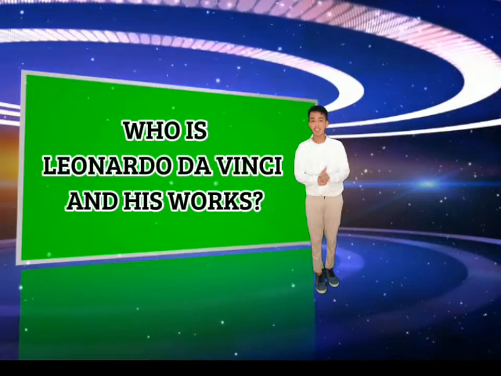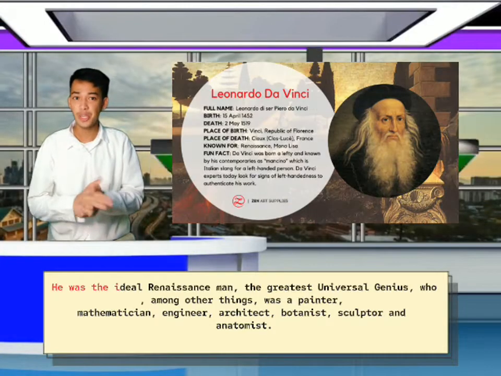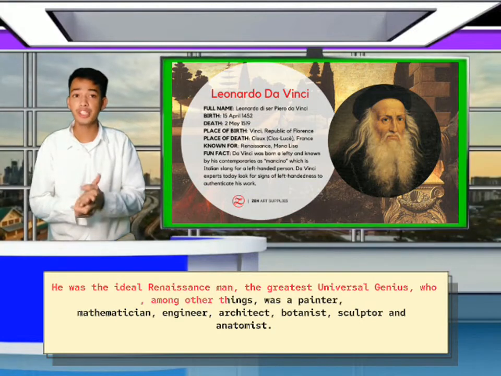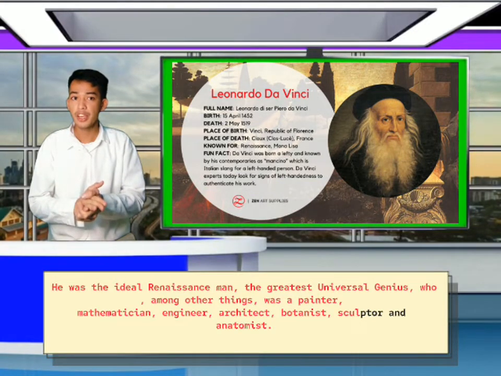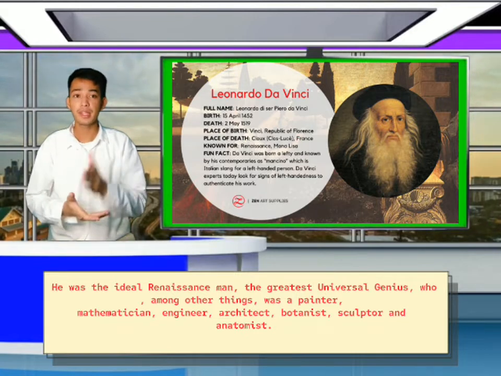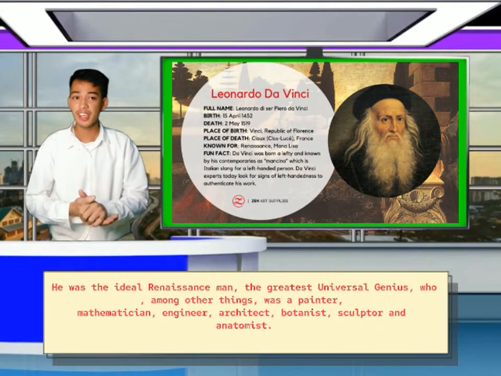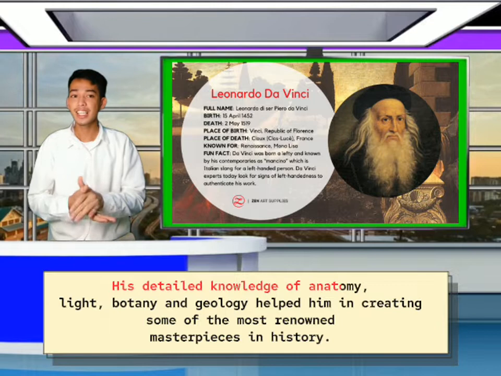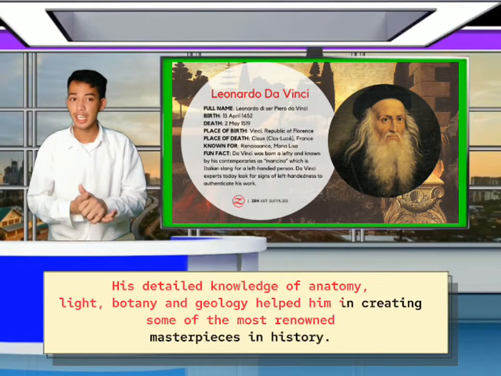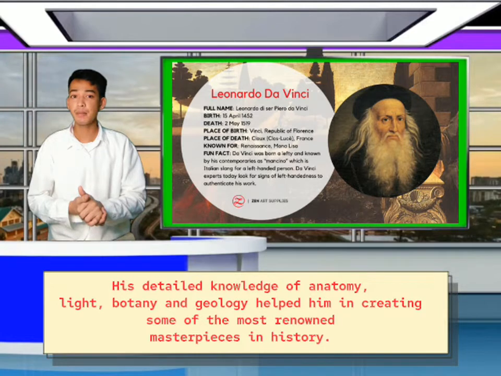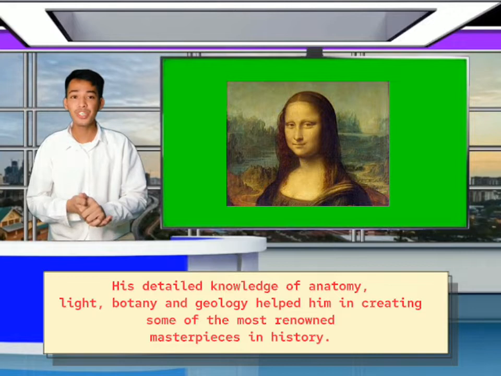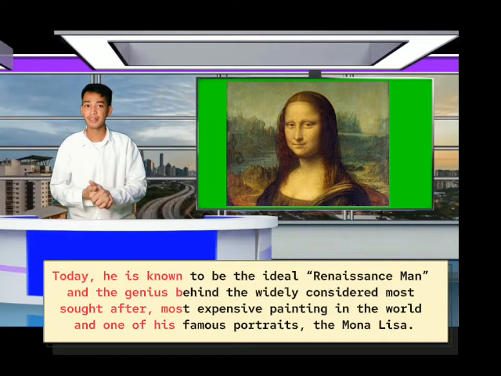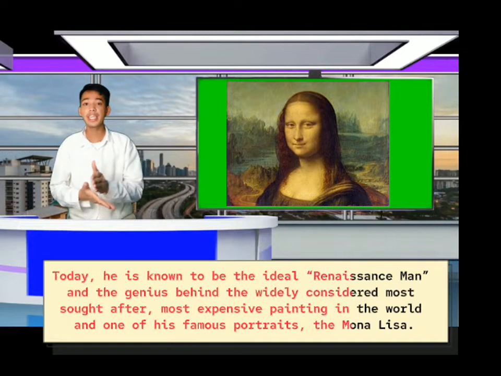Who is Leonardo da Vinci and his work? Leonardo da Vinci was the ideal Renaissance man, the great universal genius, who among other things was a painter, mathematician, engineer, architect, botanist, sculptor, and anatomist. His detailed knowledge of anatomy, light, botany, and geology helped him in creating some of the most renowned masterpieces in history.